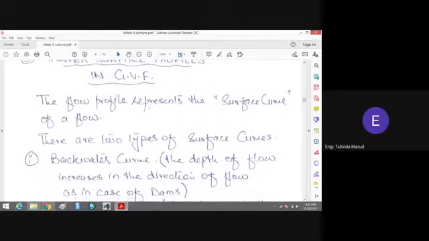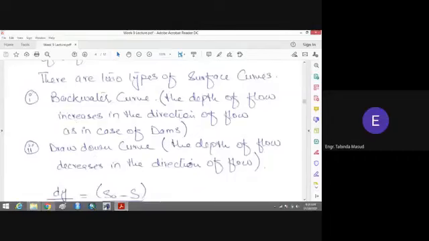What is a water surface profile? The water profile represents the surface curve of the flow. What kind of curve is made by the flow, that is known as the flow profile or the water profile. Remember, there are two types of curves. One is known as the backwater curve and the other is known as the drawdown curve. What's the difference between these two?